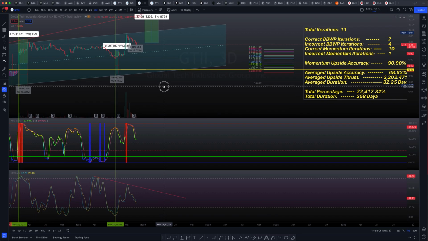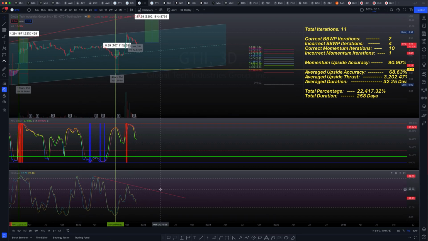I also ran a backtest on just the momentum indicator to see just how accurate it has been in guessing the direction for the GTii asset.